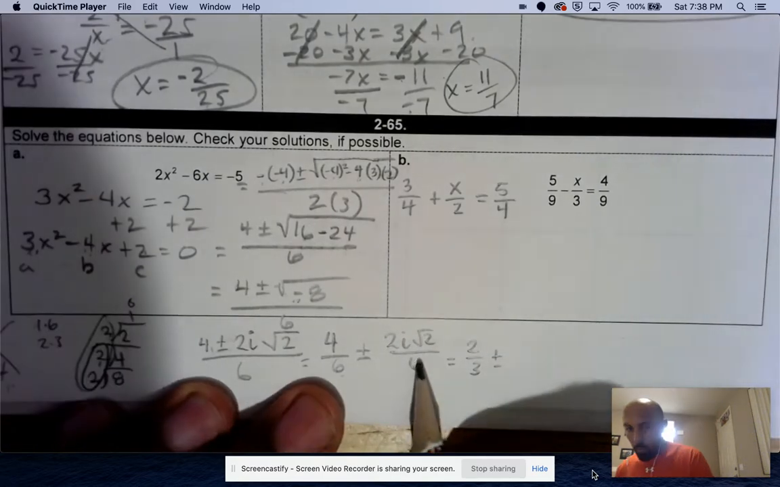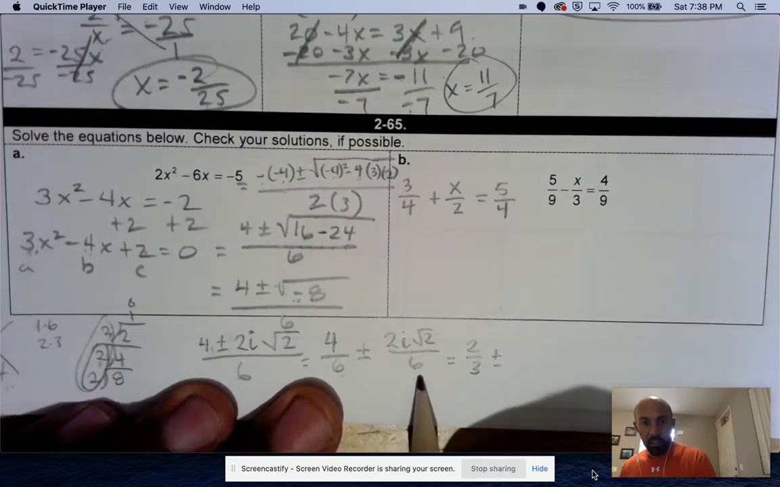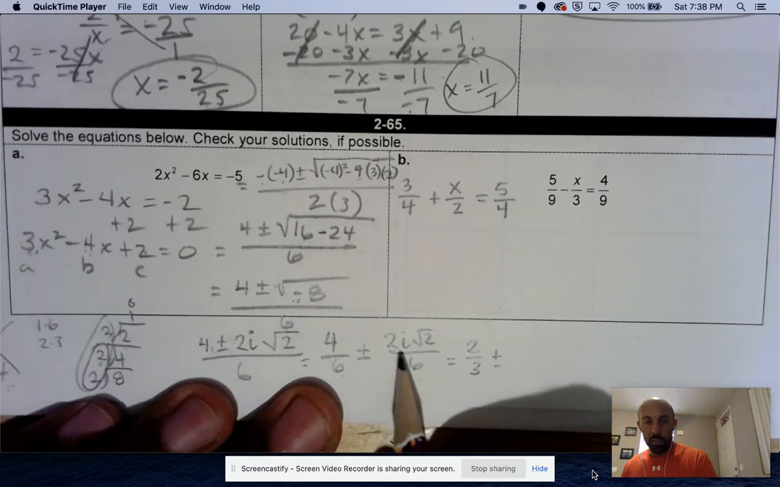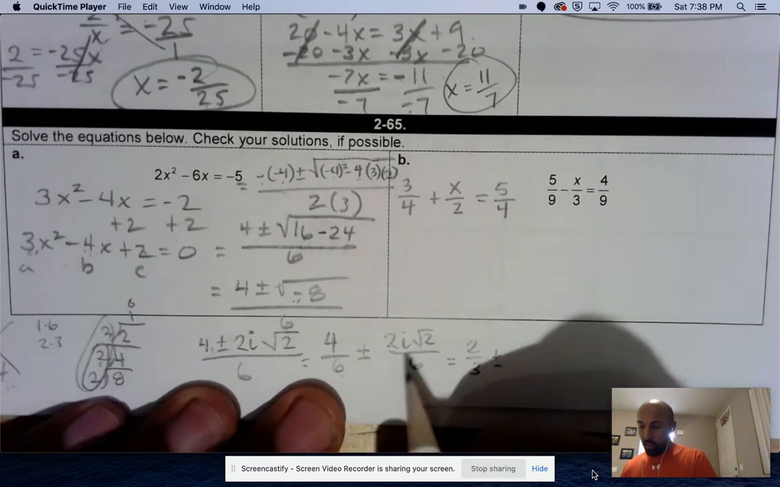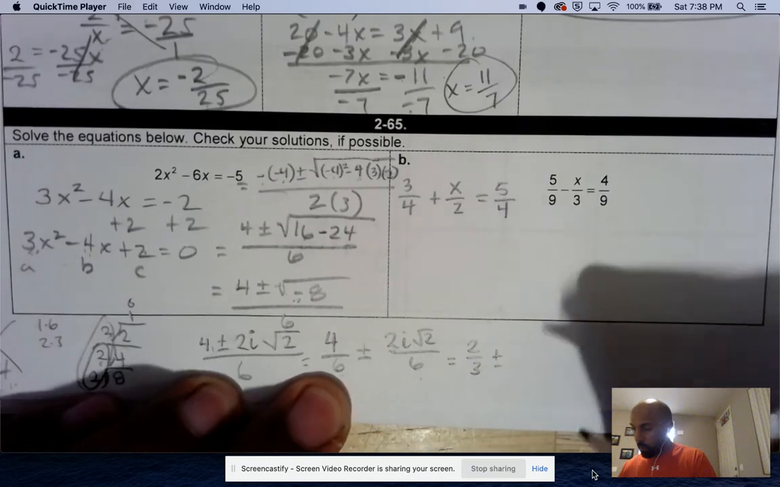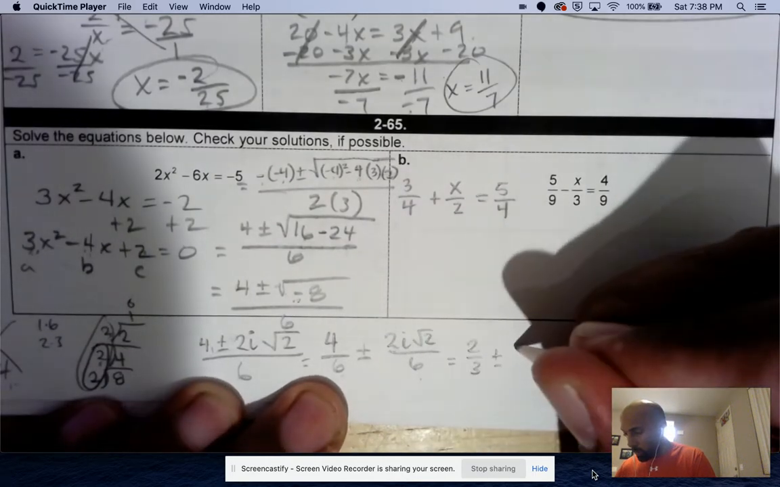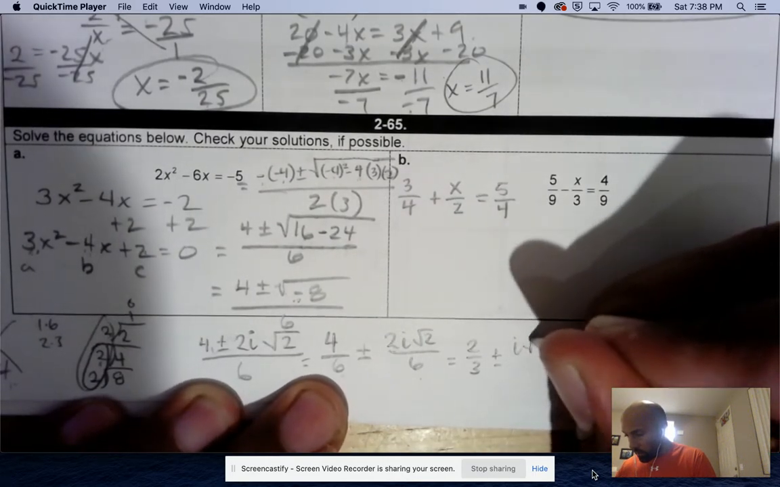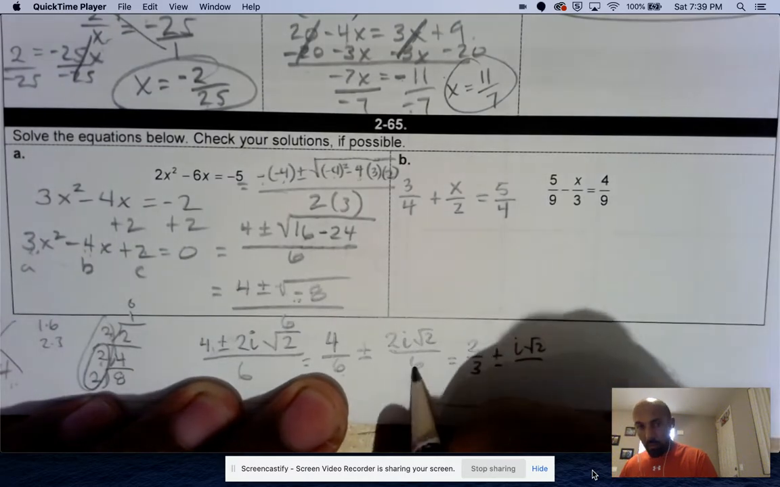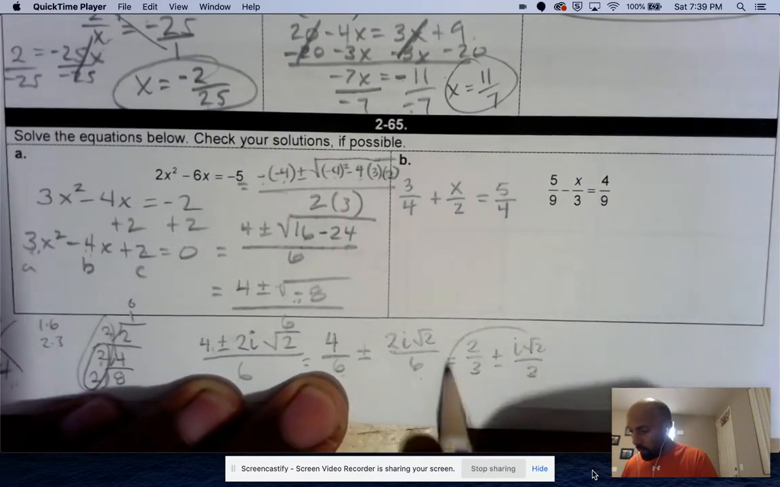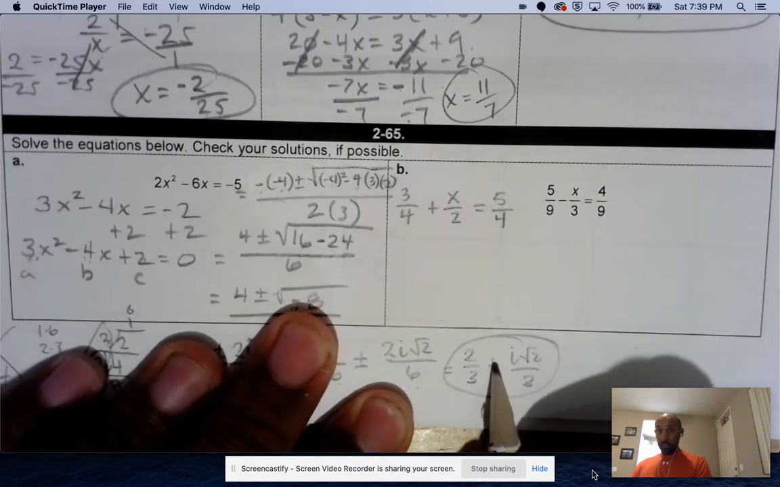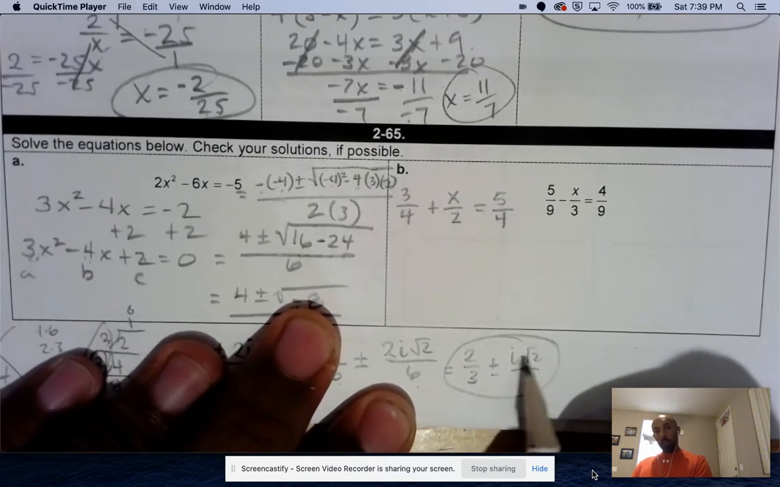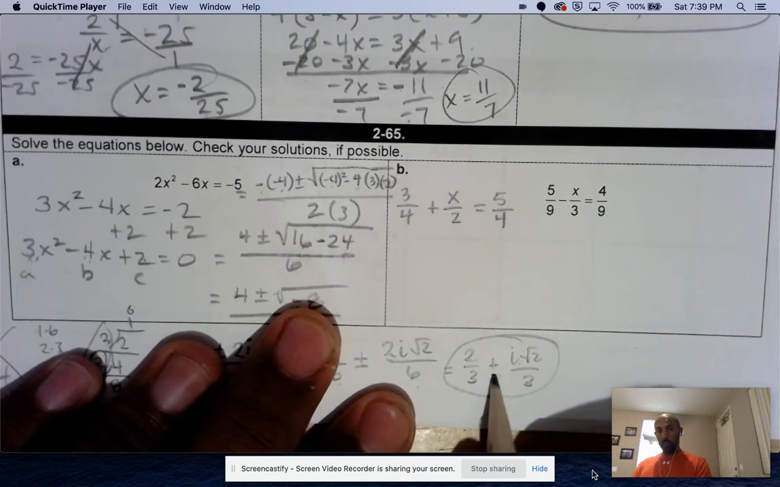And then here, what I'm reducing is only the 2 and the 6. I can't do anything with that square root. So if I was to reduce this by dividing by 2, then I would get 1 here and 3 here. So since it's just a 1 on the top, I'm just going to leave it as i times the square root of 2 over 3, since 6 divided by 2 is 3. And there's your answer. Lovely answer, right? You got 2 over 3 plus or minus the square root of 2 times i over 3.